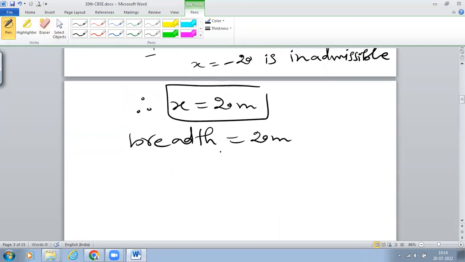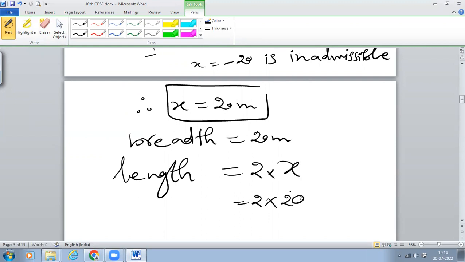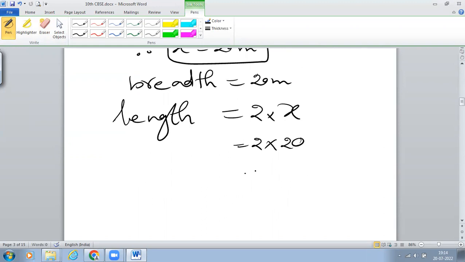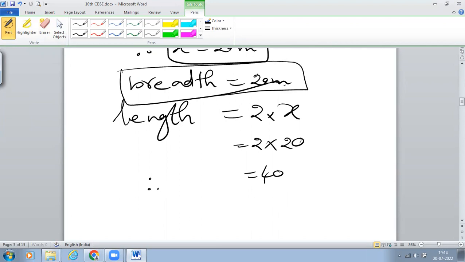Now breadth is 20 meters, so what is length? It is given in the question that length is 2 times the breadth, that is 2 into x. 2 into x is length, so 2 into 20. What is 2 into 20? 40. So length is equal to 40. Therefore, we got the length also. So for this rectangular mango grove, the breadth is 20 and the length is 40 meters.